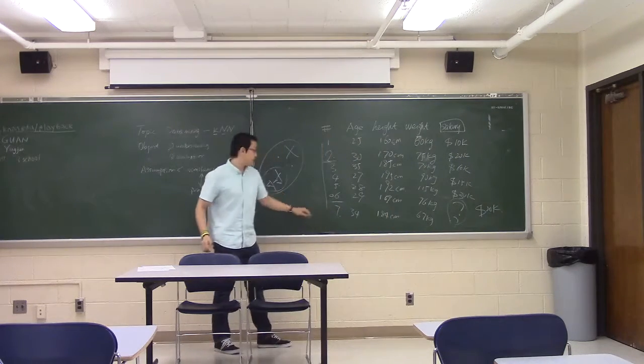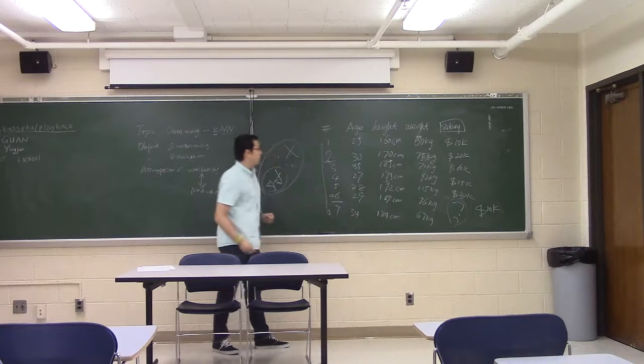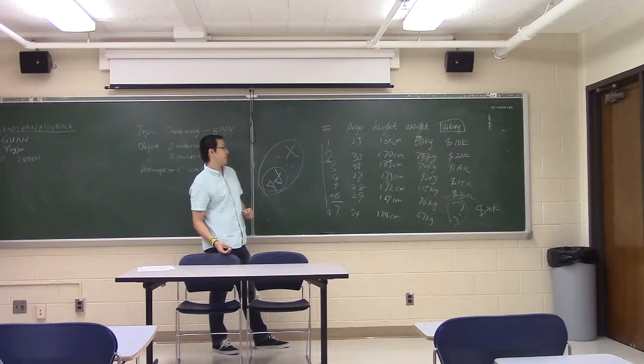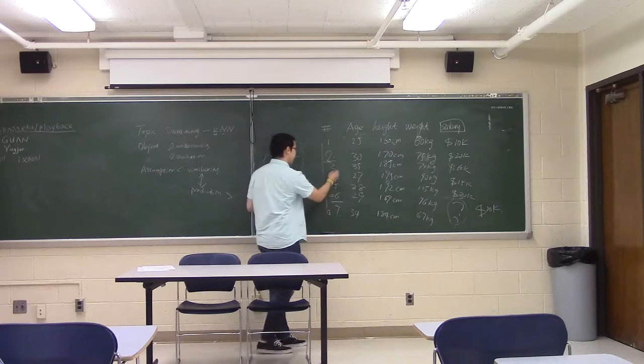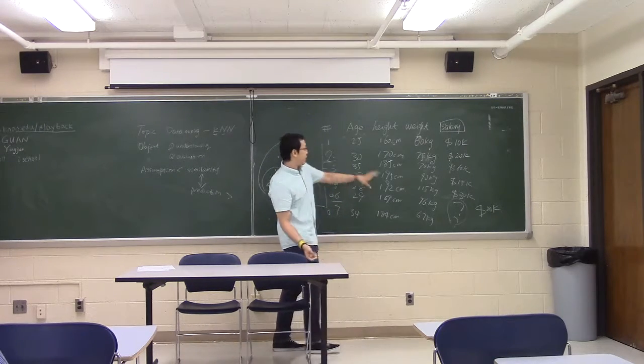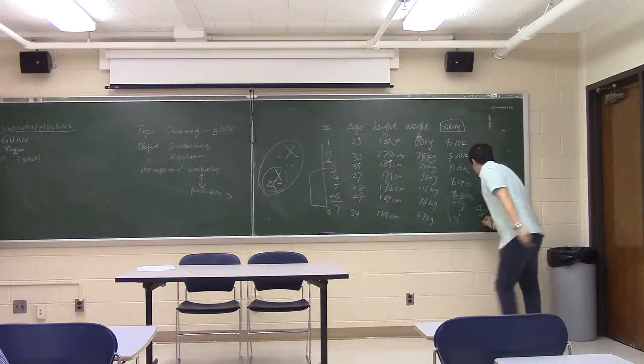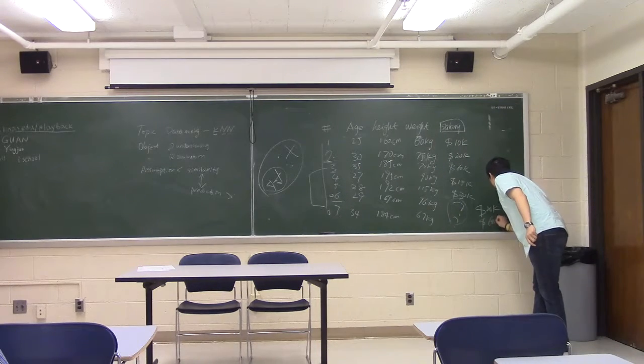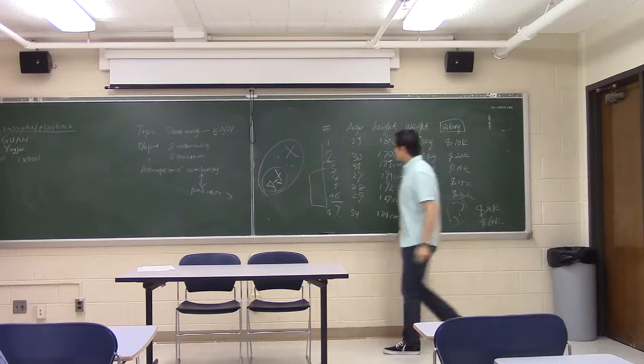And how about number 7? Number 3. Okay. So depending on number 3, our guess is another 60K, right? Awesome.